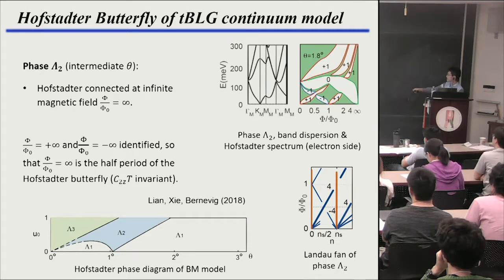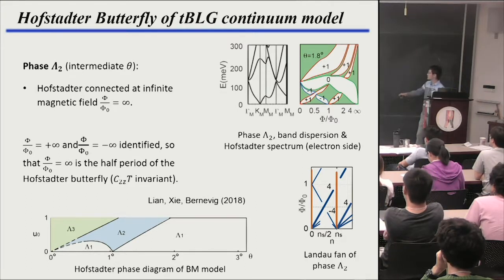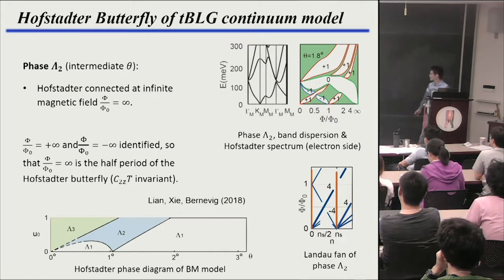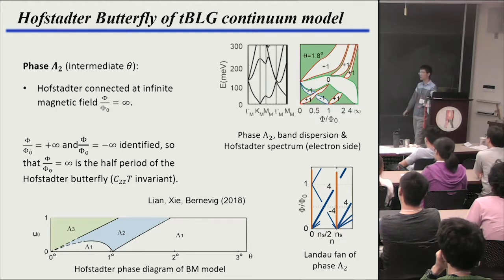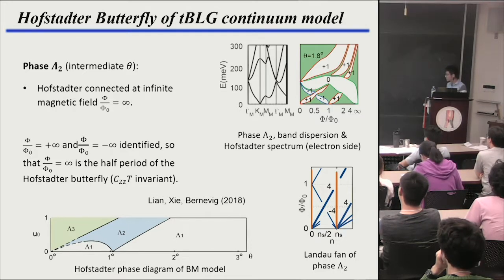You might notice that zero magnetic field is C2T invariant, but infinite magnetic field is actually also C2T invariant. You can also see that in the model. So this behaves exactly like zero point and pi point of the tight binding model Hofstadter butterfly. So in this case, the Hofstadter butterfly is still connected between the lowest band and higher band.